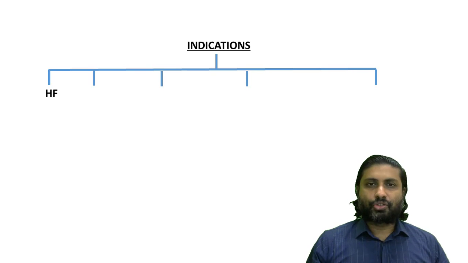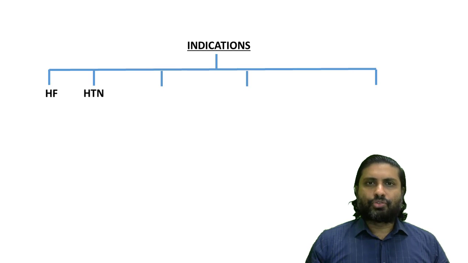Later, in lectures on hypertension, we shall see that loop diuretics have a very minor role to play in hypertension. They are not considered as first-line drugs in hypertension. They are considered as second-line drugs in the treatment of hypertension, and they are useful only in a couple of situations of hypertensive patients.